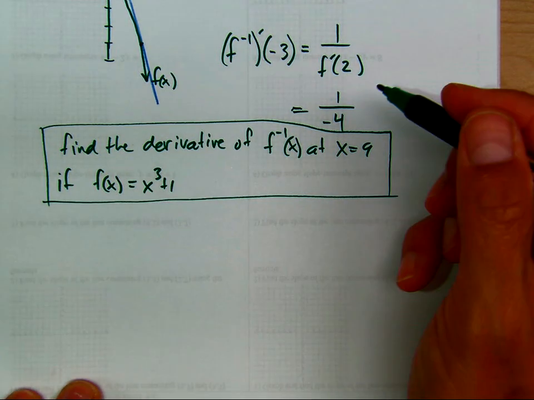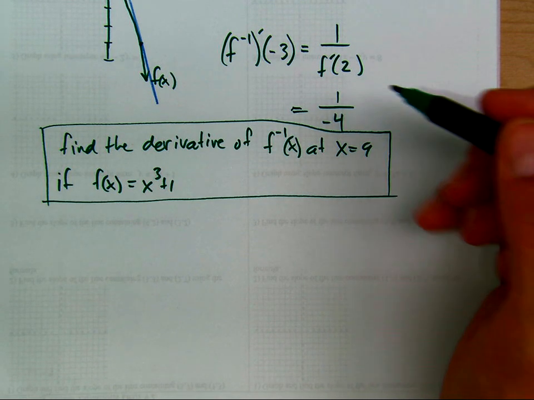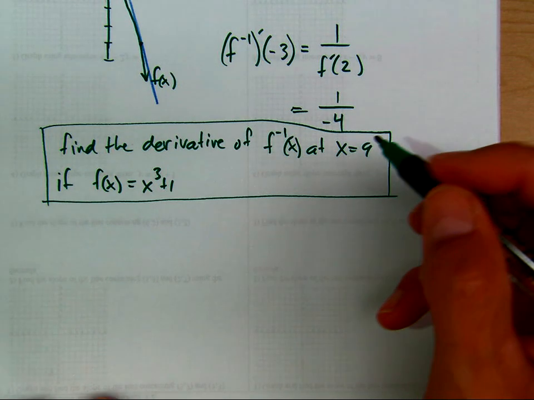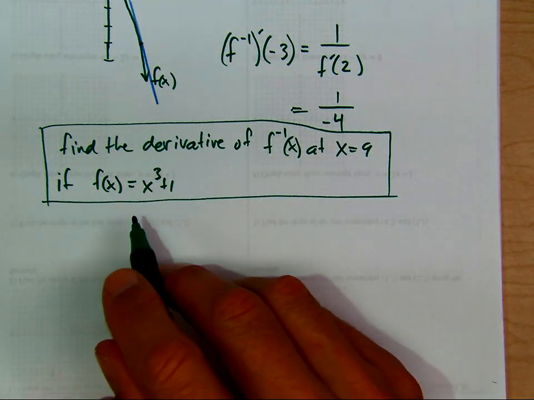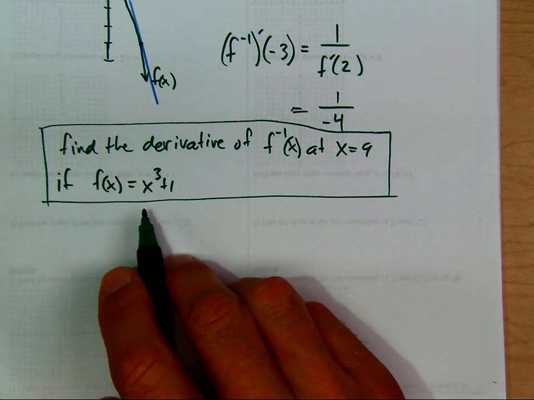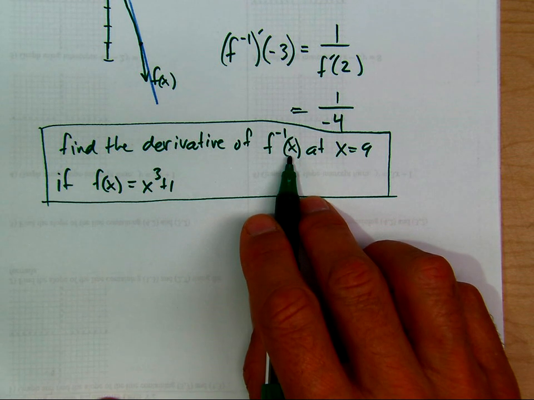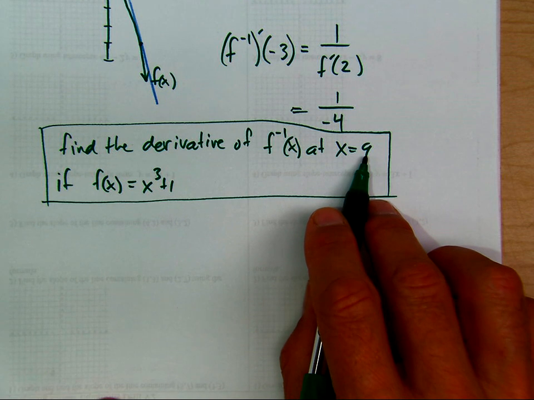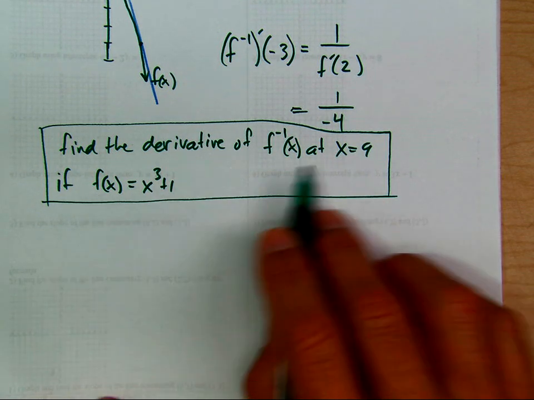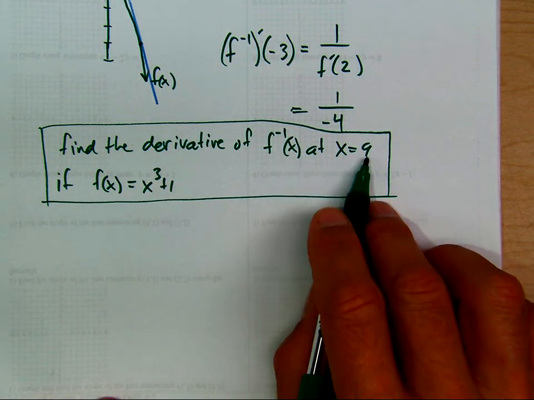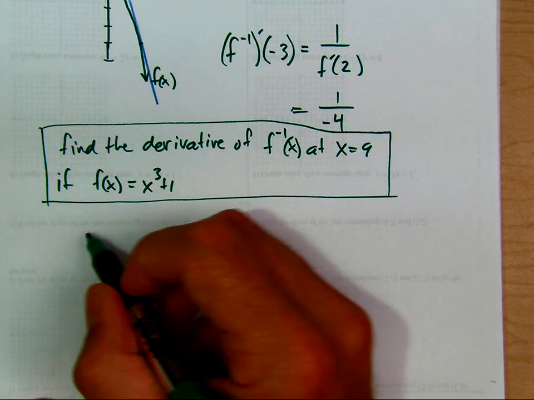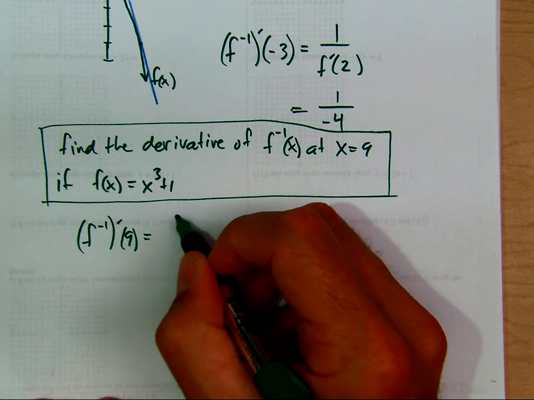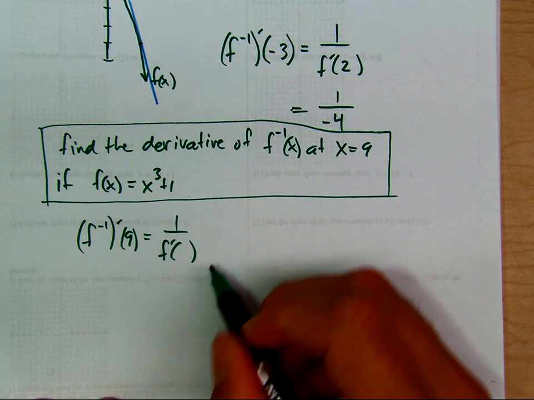And so this is a more common question. It just says find the derivative of an inverse. So we don't have to draw a graph. We just have to remember that if 9 is going to be here, we want the derivative of the inverse at 9. That means 9 is a y value of f. 9 is an x value of the inverse. So the derivative of the inverse at 9 is 1 over the derivative of the function at some x value.